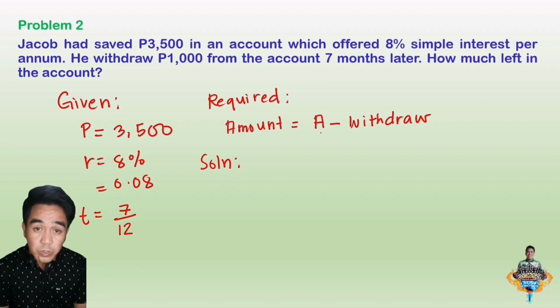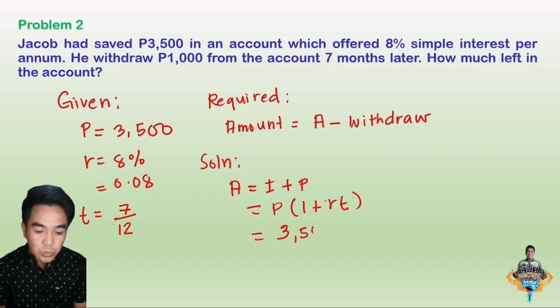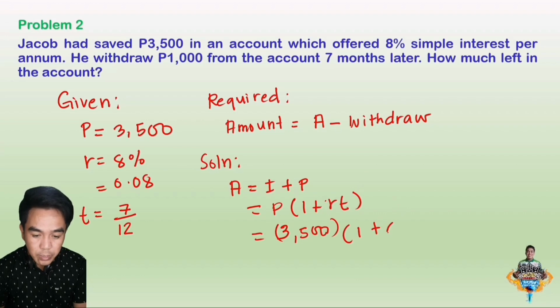So first we're going to determine the accumulated value, and the accumulated value is equal to I plus P, or P plus I. In this given, there is no such I, so we can use the next formula, P times 1 plus RT. And by substitution, let us substitute 3,500 times 1 plus the rate, 0.08, times the time, which is 7 over 12.